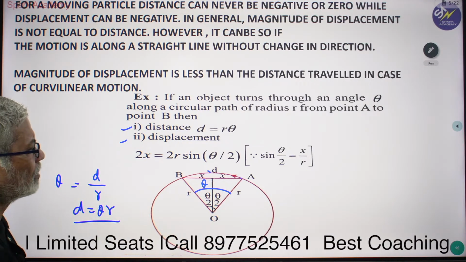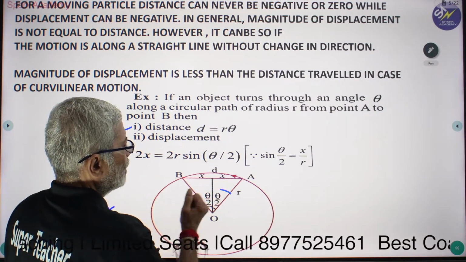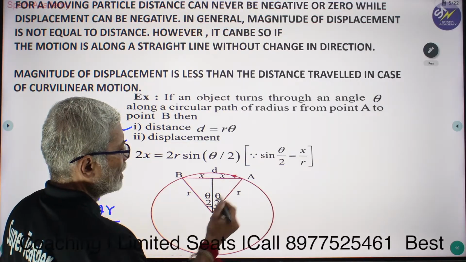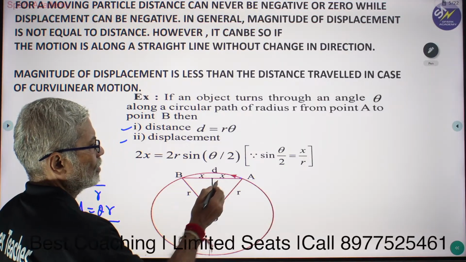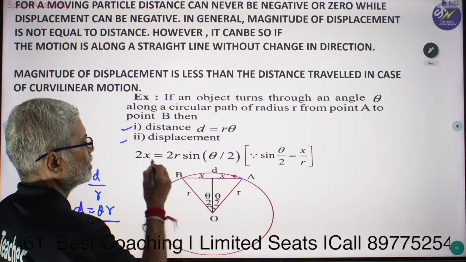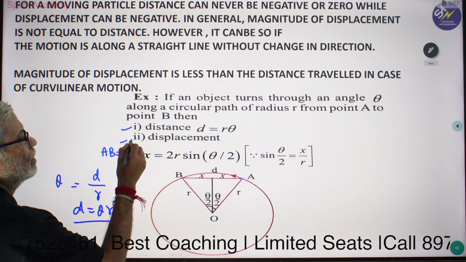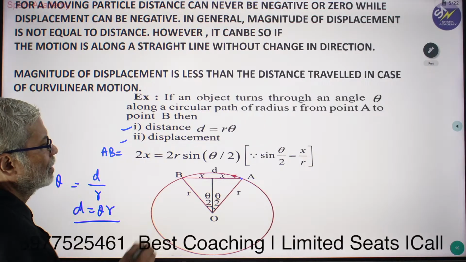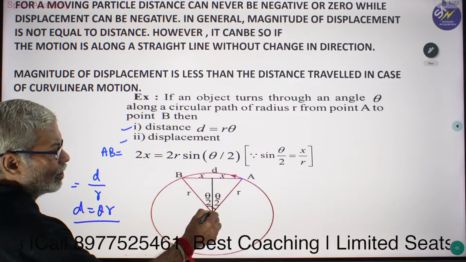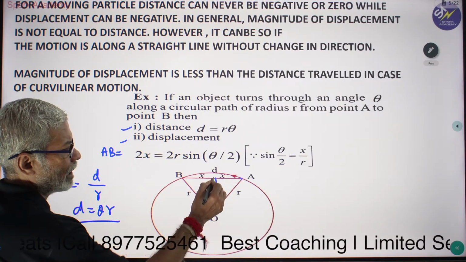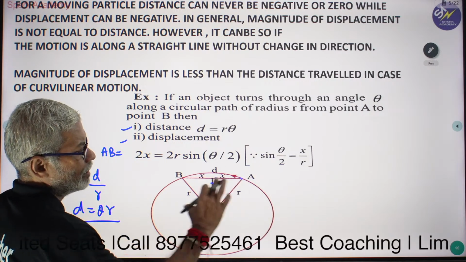But what about displacement? Displacement is the shortest distance traveled. The shortest distance traveled is nothing but this straight line. So what is this? AB, x plus x is 2x. So AB is equal to, this is your displacement, 2x. Now how has 2r sin theta by 2 come? A construction: you drop a perpendicular, this is your 90 degrees. Then x will be your opposite side, r will be your hypotenuse.